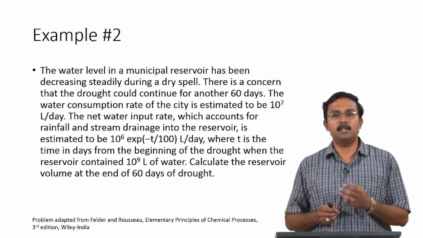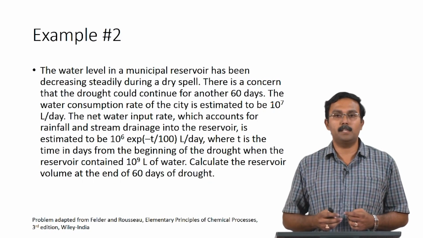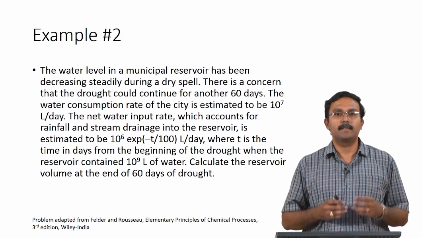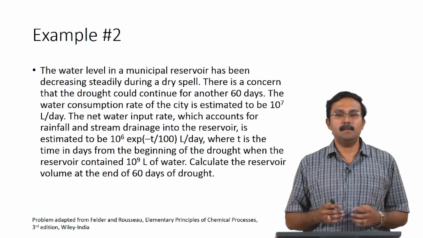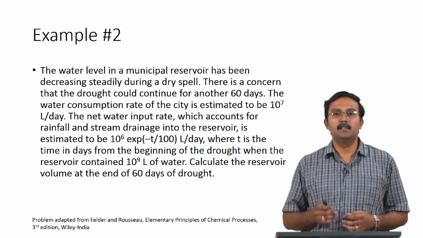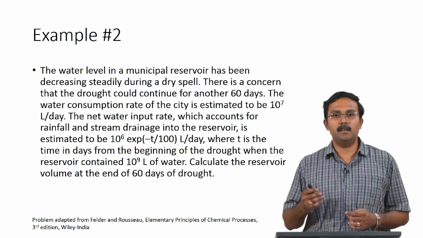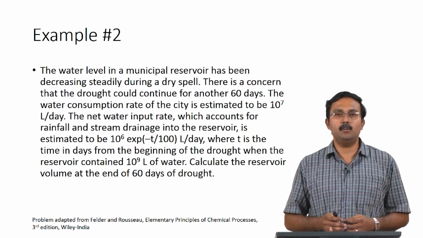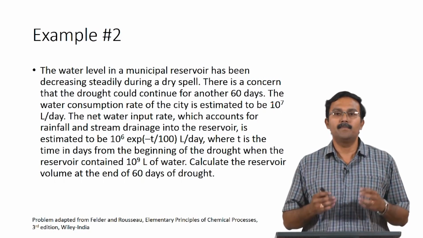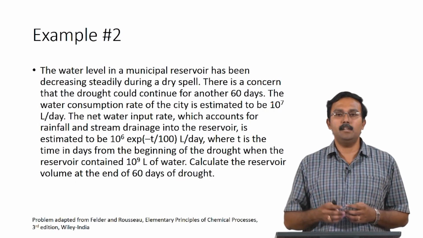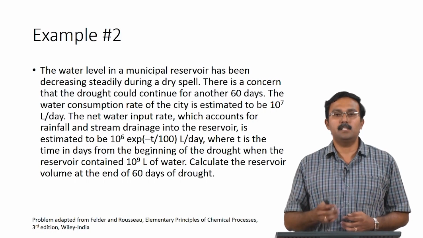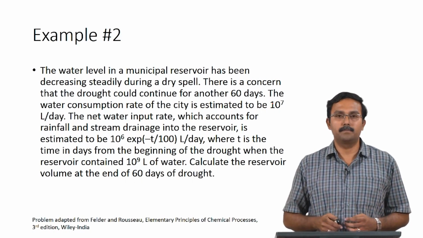The water level in a municipal reservoir has been decreasing steadily during a dry spell. There is a concern that the drought could continue for another 60 days. The water consumption rate of the city is estimated to be 10^7 liters per day. The net water input rate, which accounts for rainfall and stream drainage into the reservoir, is estimated to be 10^6 times exp(-t/100) liters per day, where t is the time in days from the beginning of the drought, when the reservoir contained 10^9 liters of water. Calculate the reservoir volume at the end of 60 days of drought.